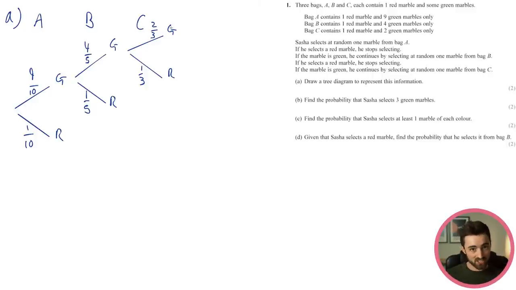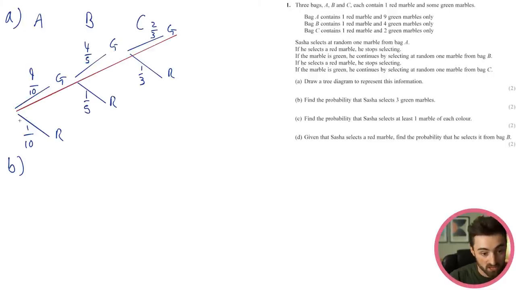So it's always kind of this story that you're taking it this way. Cool. So now it's going to be quite easy to get probabilities associated with this. It says, find the probability that Sasha selects 3 green marbles. Once you have the tree diagram, to get probabilities, you just follow a route, like a path. If I want 3 greens, what is the way I can do that? The only way is by going here, here, and here. So this red line here, GGG, is my story, the probability that I want.